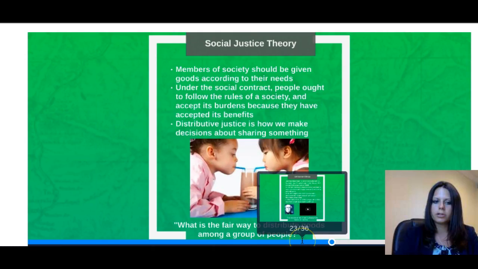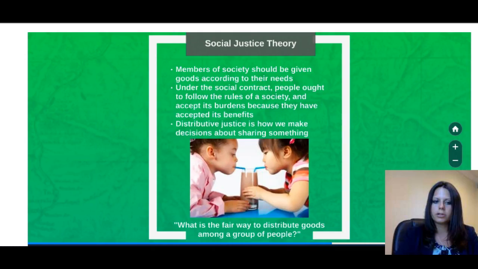The next theory we're going to discuss is what we call the social justice theory. Under the social justice theory, members of society should be given goods according to their needs. There's a social contract that says people ought to follow the rules of society and accept its burdens because they have accepted the benefits from it as well. This idea of distributive justice, then, is something that helps us under social justice theory. It's about how we make decisions to do what's right.